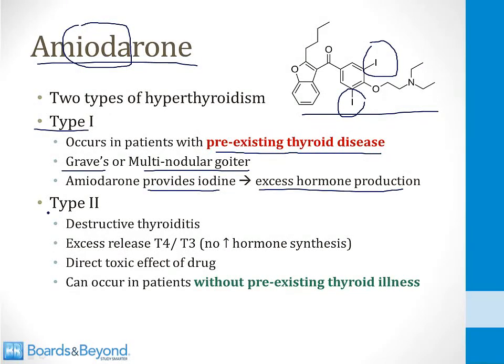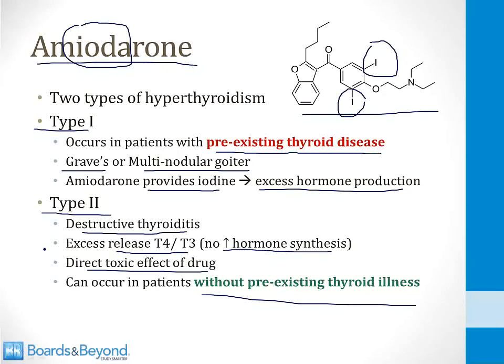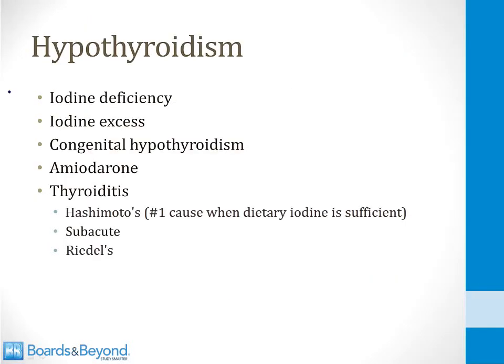The type 2 hyperthyroidism that occurs in amiodarone is a destructive thyroiditis. It's inflammation of the thyroid gland. This leads to excessive release of preformed T4 and T3. There's no increase in hormone synthesis. This is a direct toxic effect of the drug, and this type of hyperthyroidism occurs in patients without pre-existing thyroid illness. Now we're going to move away from hyperthyroidism and talk about hypothyroidism.